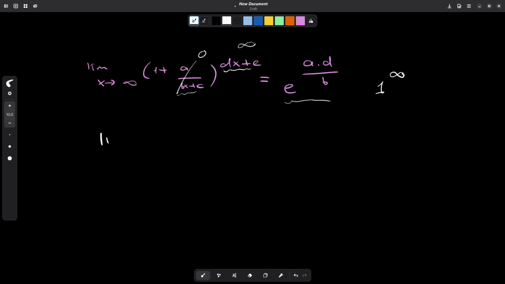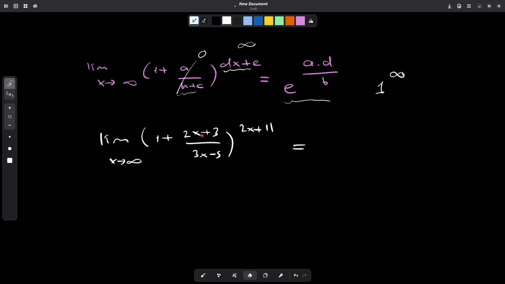Let's see some examples. Limit of 1 plus 2x plus 3 over 3x minus 5 to the power of 2x plus 11 as x approaches infinity. I am writing the examples completely random, so the numbers can be really weird, but it's okay.